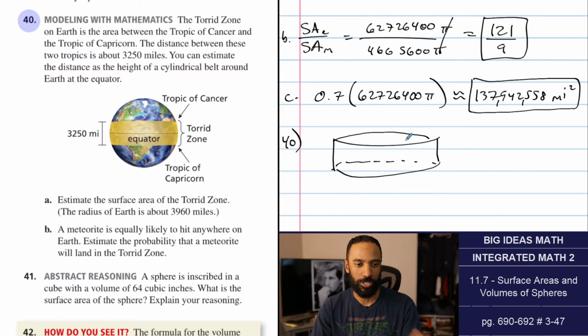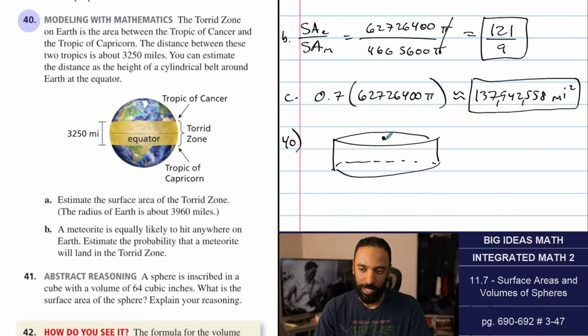So if this is your torrid zone, we have a radius. Wait.